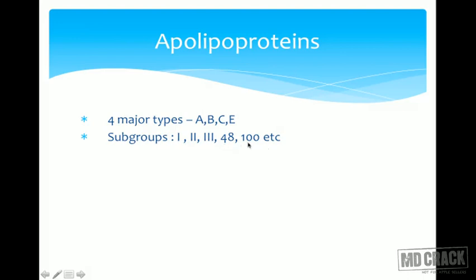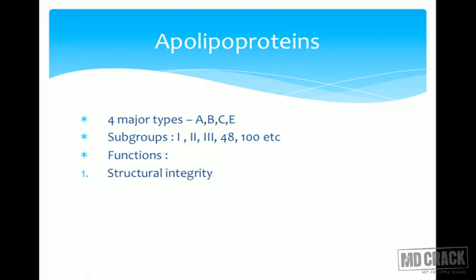Why? They are the products of the same gene. Just because there is a slight change in one of the nucleotides, what will happen? There will be a change into a stop codon. So B48 is smaller when compared to B100. B100 will go on till the end. At B48 it will stop. The molecular weight will fall, and B48 is smaller.